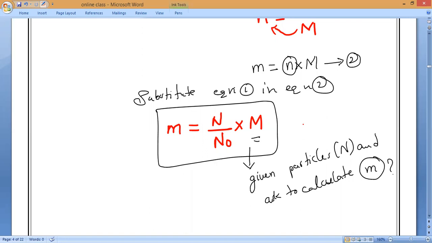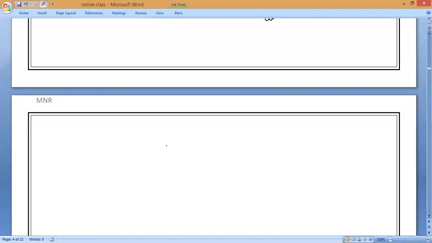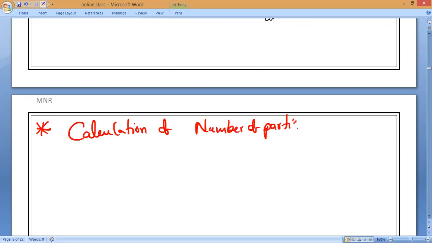Completed? Is that three? Yes, sir. Now the last case. What is the last case? Remember, now the reverse case: calculation of number of particles. By this time you can guess what they will give. If they ask for particles, what have they given, guys?